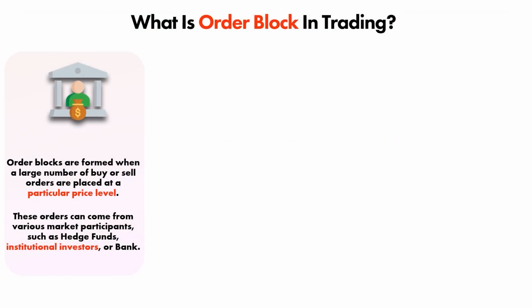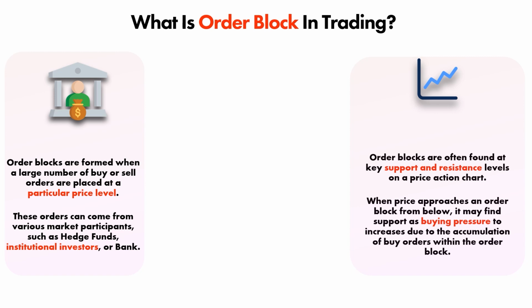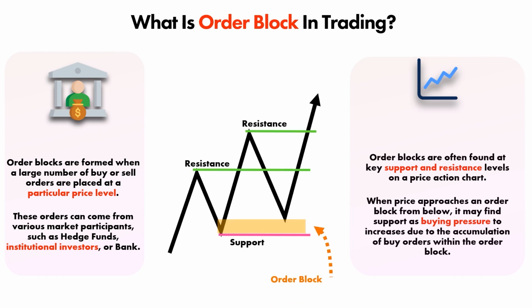Order blocks are formed when a large number of buy or sell orders are placed at a particular price level. These orders can come from various market participants, such as hedge funds, institutional investors, or banks. Order blocks are often found at key support and resistance levels on a price action chart. When price approaches an order block from below, it may find support as buying pressure increases price due to the accumulation of buy orders within the order block.